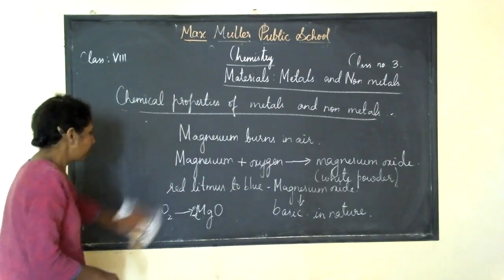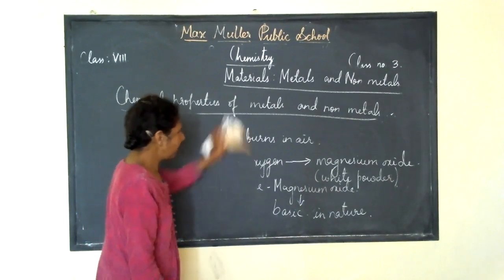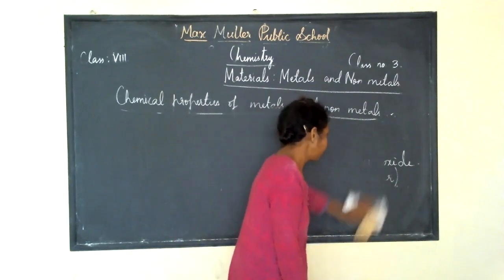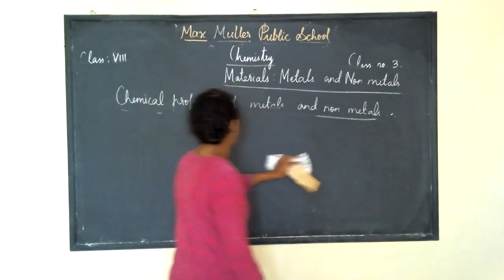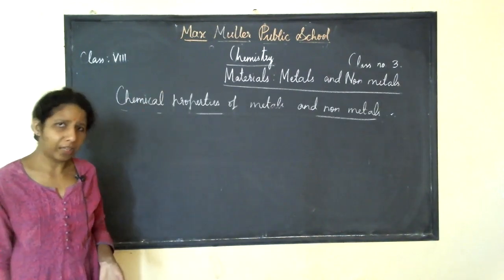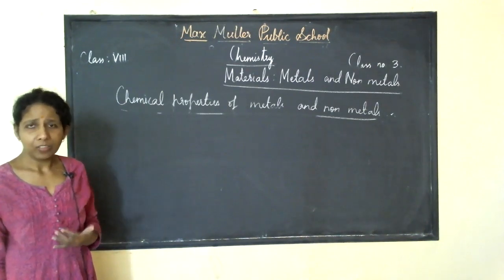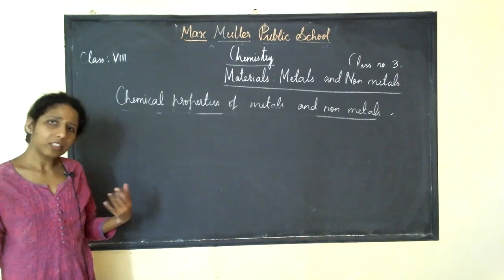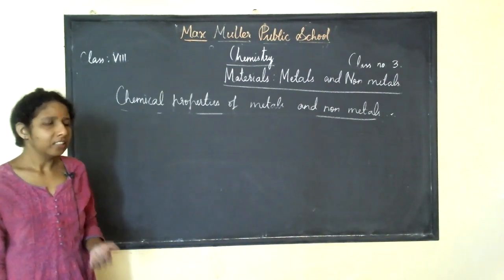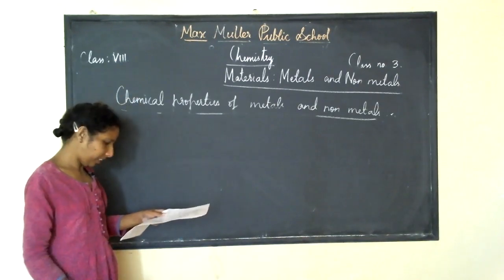Next, what happens if you keep iron objects without using for a long time? What happens to iron objects if you keep them unused for a long time? Or in rainy season, you might have seen the iron gates. What happens to iron gates in rainy season? They rust, isn't it? And the process is called rusting.